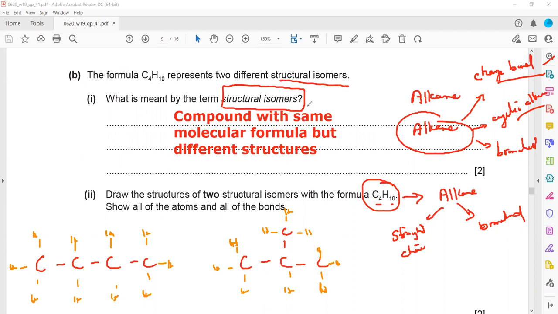To know whether your structure is correct, you can simply count the number of atoms. Like here, 1, 2, 3, 4 carbon atoms are there. And when you count the hydrogen, it will be 10. Here also, 4 carbon and 10 hydrogen. So it means your structures are correct.